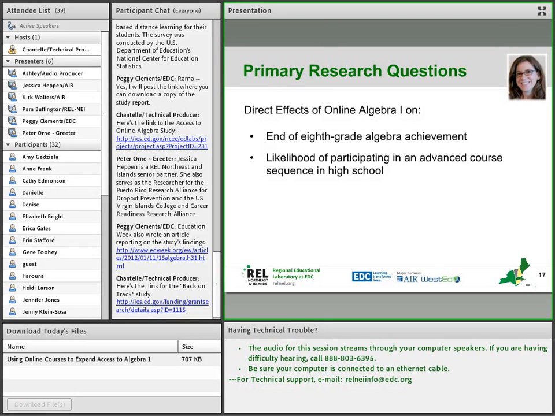So our specific research questions focused, for the primary questions, on the direct effects of Algebra 1 on these algebra-ready students. I'll define what that means in a few slides. The primary research questions asked about direct effects on end-of-8th-grade algebra achievement and the likelihood of participating in an advanced course sequence in high school. We can talk some more about how we define those. And as you saw in the upfront slide, the punchline slide, or key findings portion, we did find significant positive direct effects of online Algebra 1 on these outcomes.